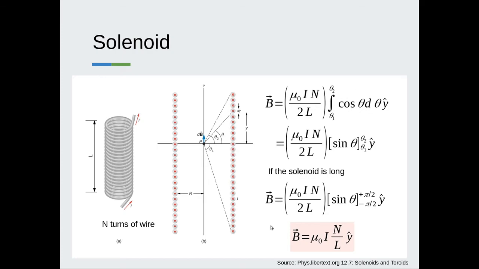We integrate it from theta 1. So this is from the bottom side. And we integrate it to the other side. This is the top side. So, sorry. We integrate it from theta 1 to theta 2. And the integration of cosine theta gives you sine theta. And this is the lower limit and upper limit. And just by applying this equation, you can calculate the magnetic field at any places and with any kind of length.